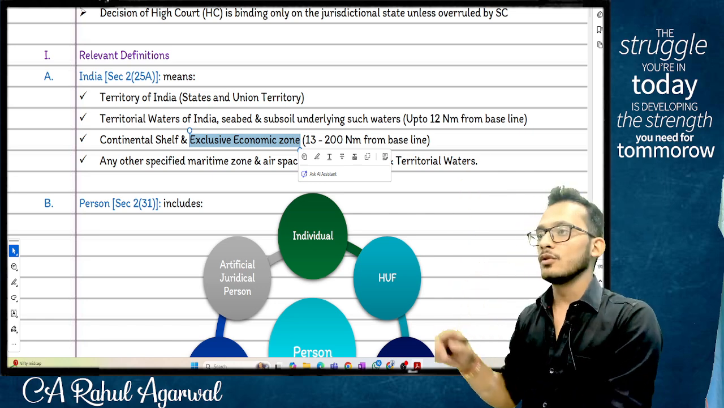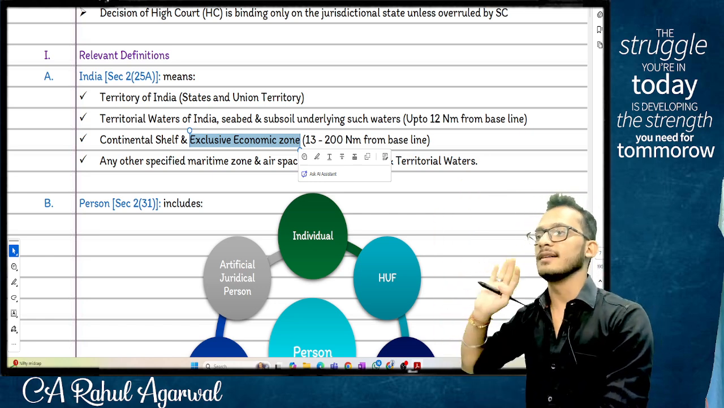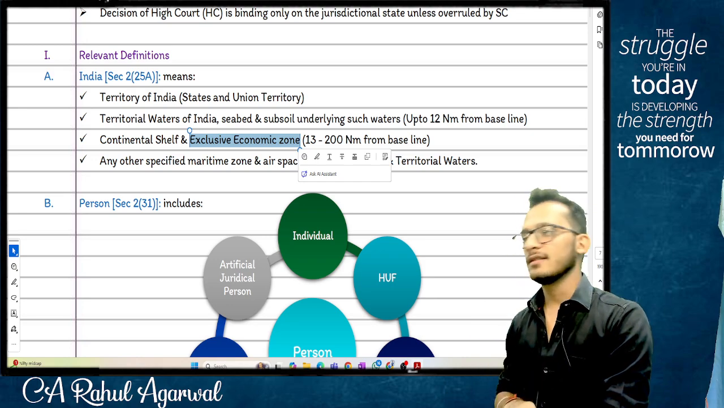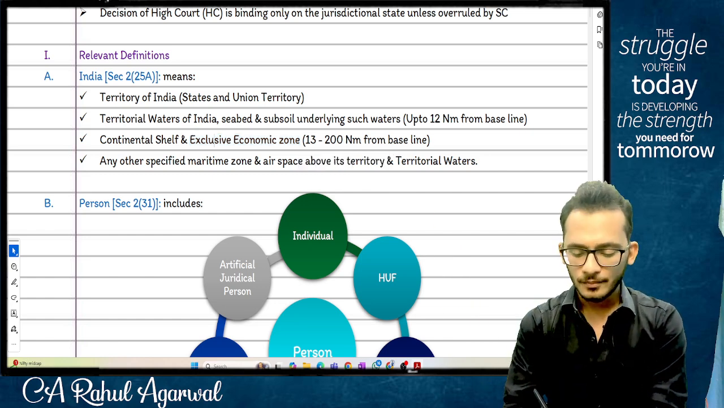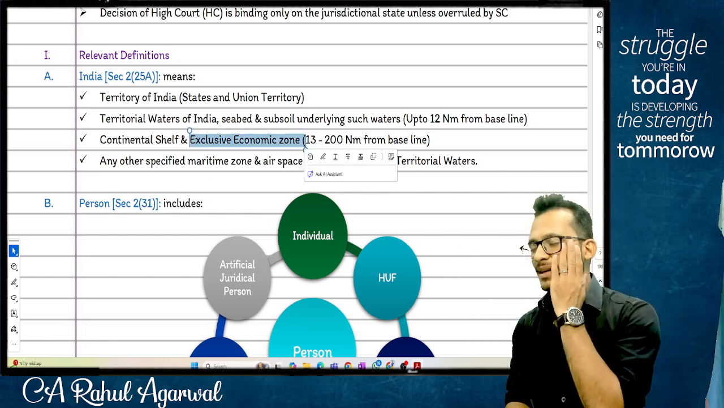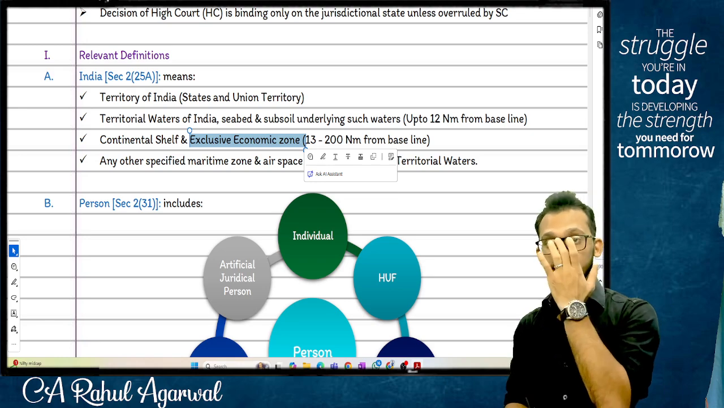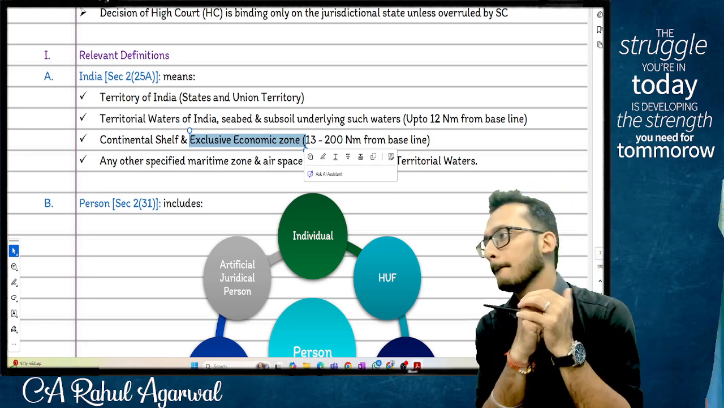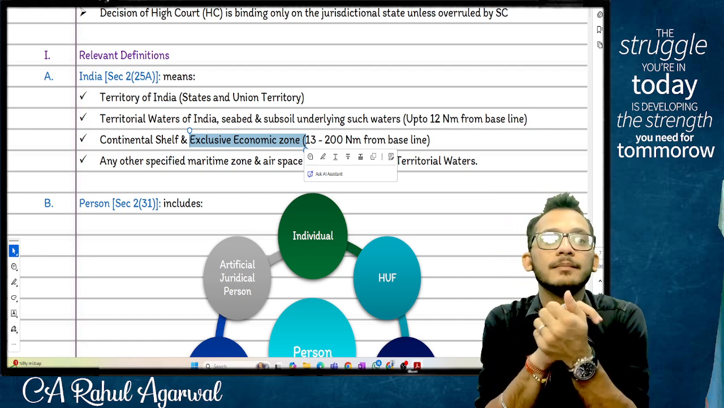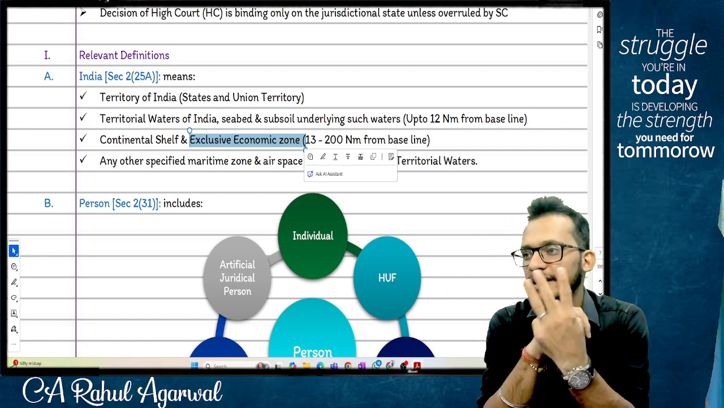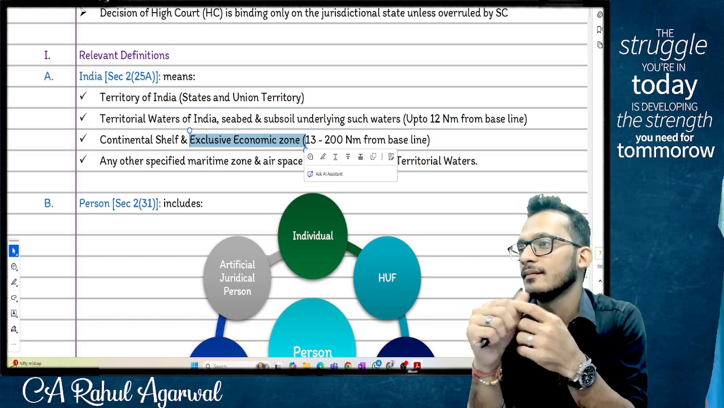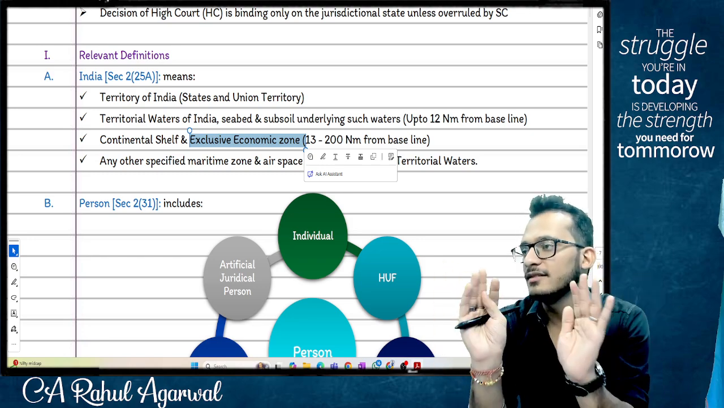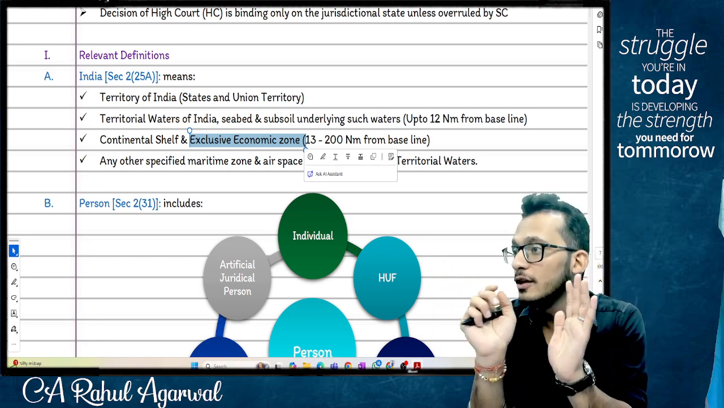Now income tax has told between 13 to 200 is also called as India. But more than that, read the English. What does the English say? It is exclusive. Break the English, 3 words are there. Forget zone. Zone means area. Exclusive means a place where only you can do something.